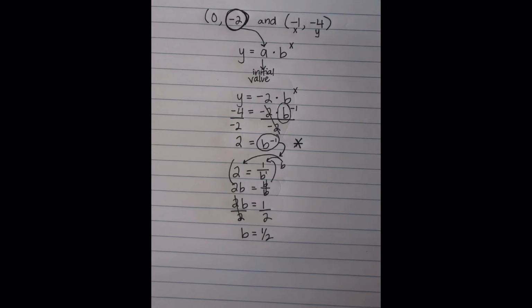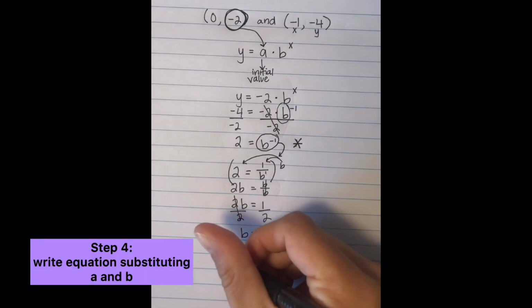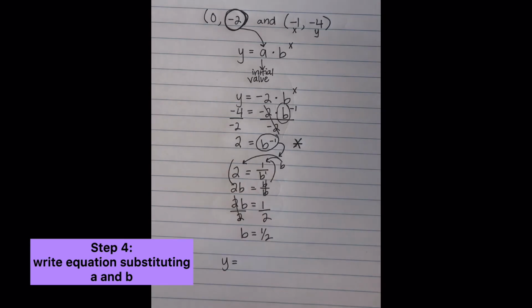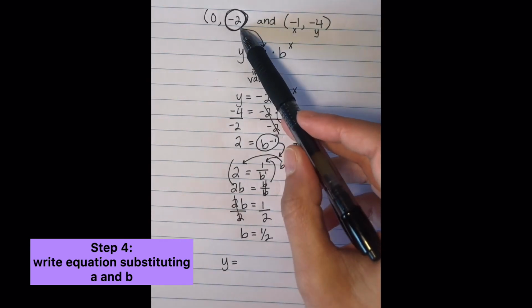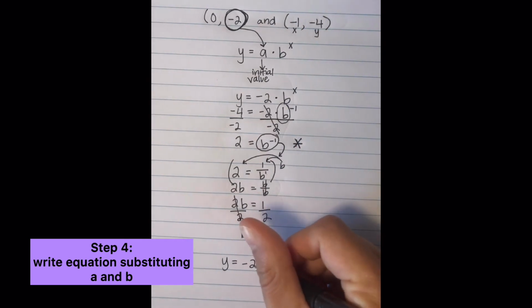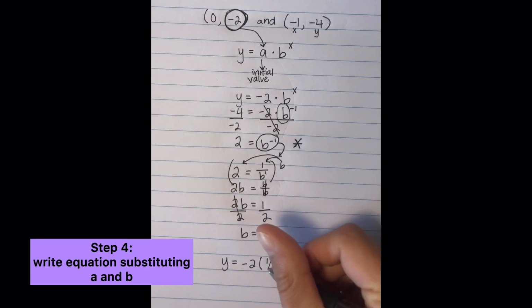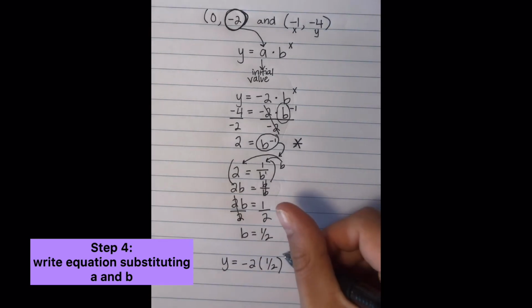All right, so the problem asks us to write the equation, not to find b, so we need to finish. We're going to have y equals a, we found from the original, -2. B is what we're multiplying by, we discovered was 1/2 to the x.